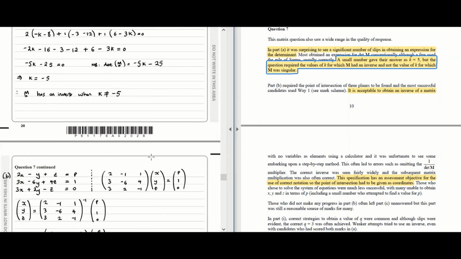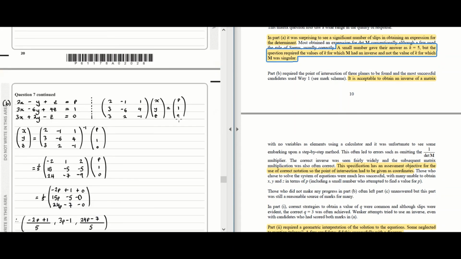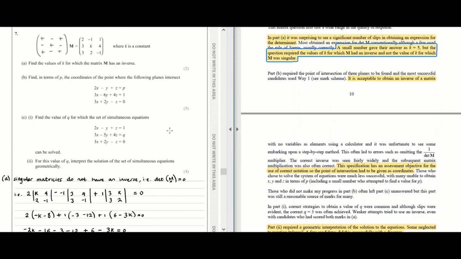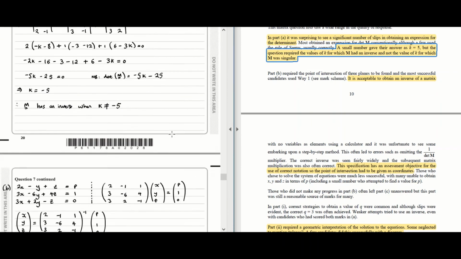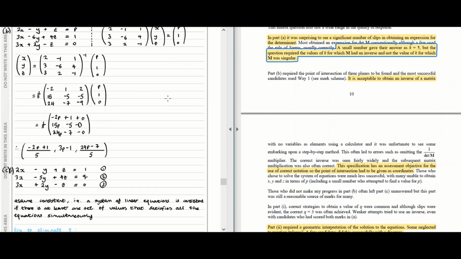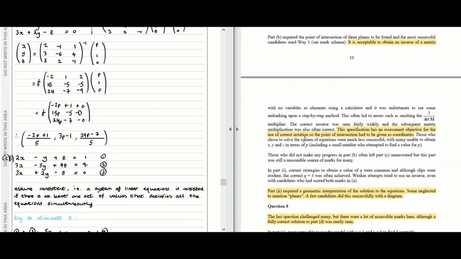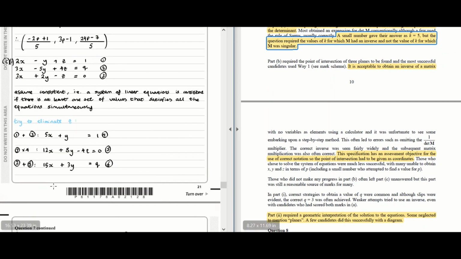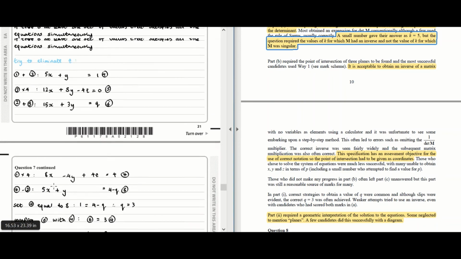Part B was talking about the intersection of 3 planes, and the way you can approach this question to find the inverse, of course you can use a calculator. There's nothing stopping you. Look at the amount of marks this question's worth. There's nothing stopping you using a calculator. And part C, people struggled in terms of interpreting this question geometrically.